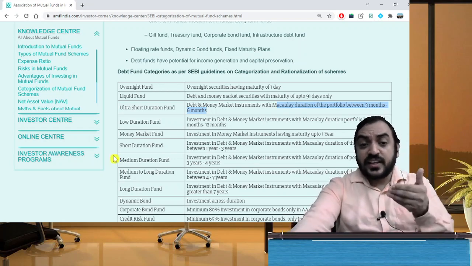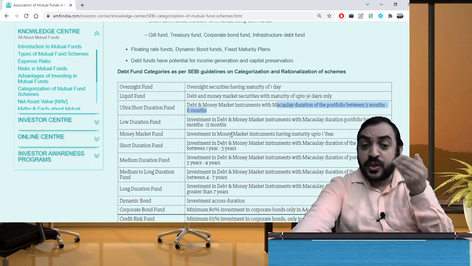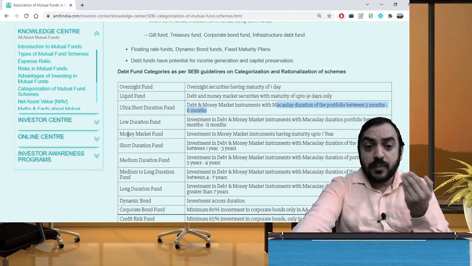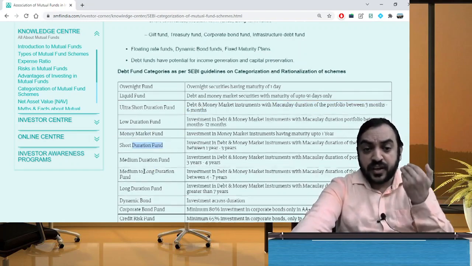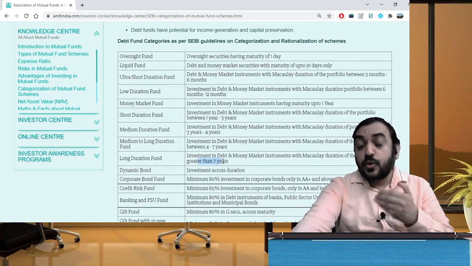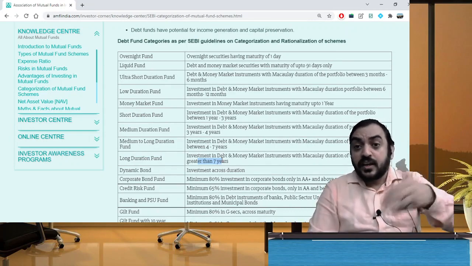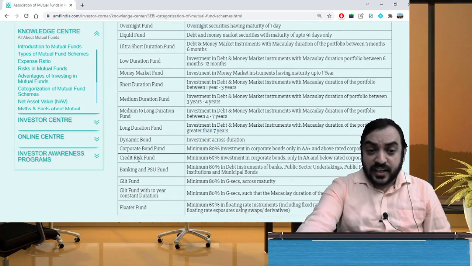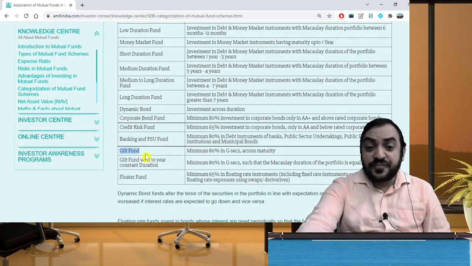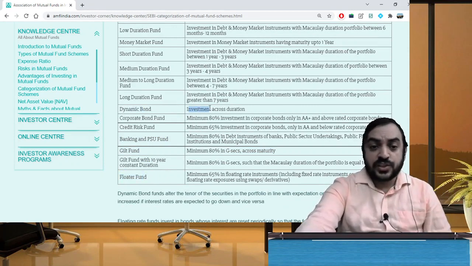Similarly, we have other varieties: low duration, Macaulay duration between 6 to 12 months. Money market fund, short duration fund, long duration fund, more than 6 years, less than 7 years. Higher duration means higher volatility, higher risk. We have credit risk fund, banking and PSU fund, gilt fund, which only invests in government securities, floater funds, and dynamic fund, which can invest across duration, like flexi cap in equity. We have dynamic bond.